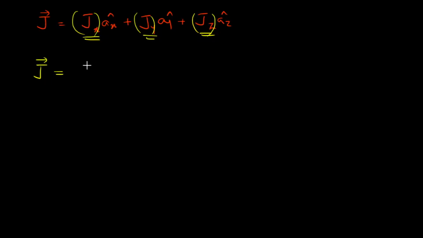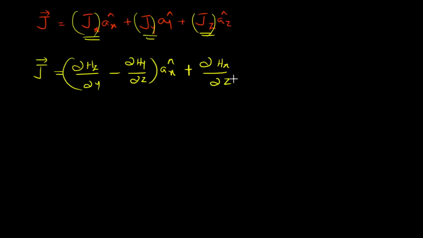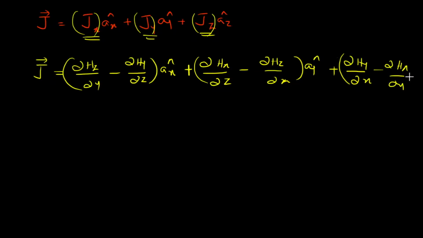So my J vector will be deba hz by deba y minus deba hy by deba z Ax cap, plus deba hx by deba z minus deba hz by deba x Ay cap, plus deba hy by deba x minus deba hx by deba y Az cap. So this is what I get. You agree? Okay.